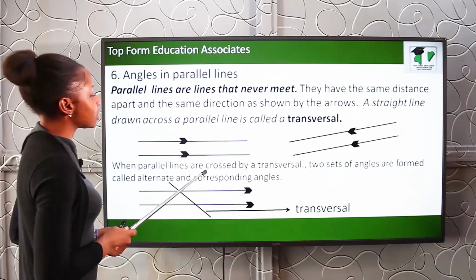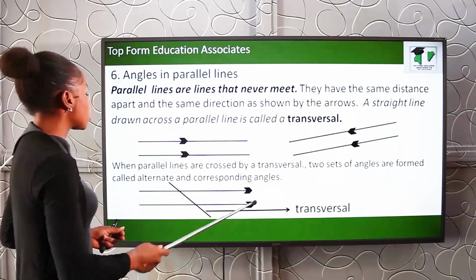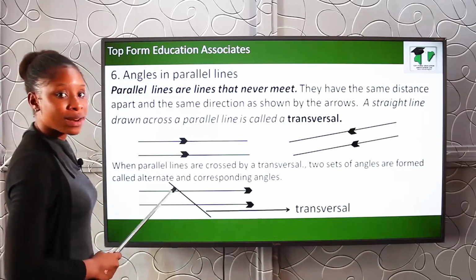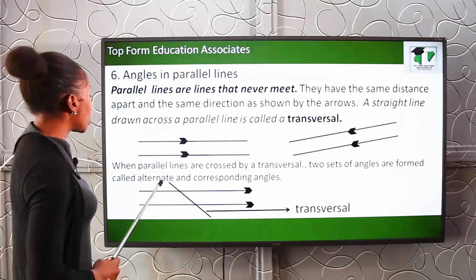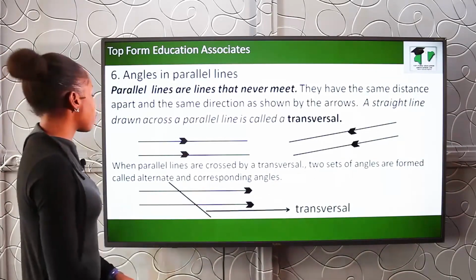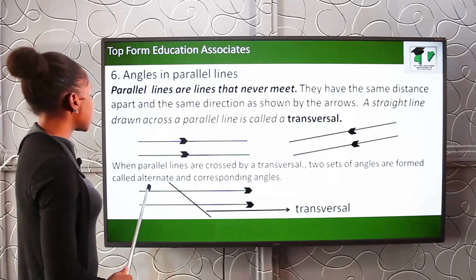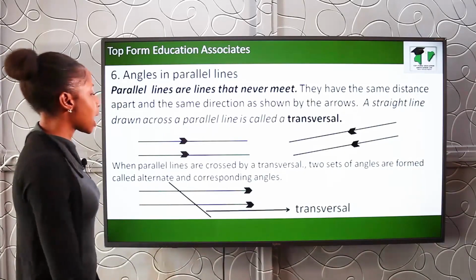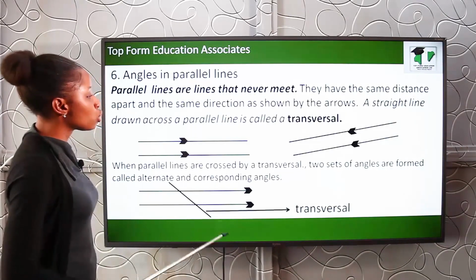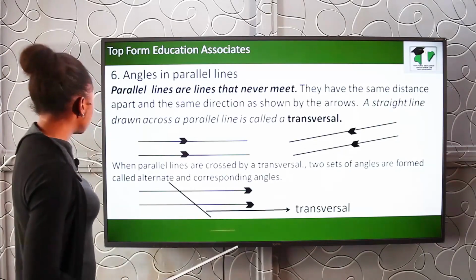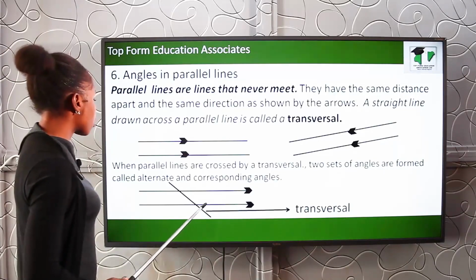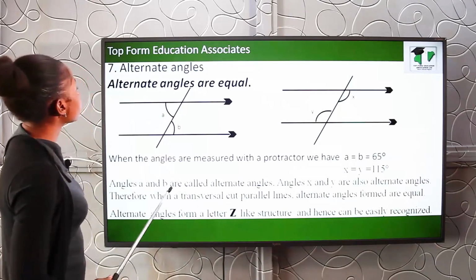Now, when two lines are crossed by a transversal, this is a transversal. When a straight line is drawn across two parallel lines, we have a transversal. When a transversal is cut across two parallel lines, two sets of angles are formed. We have alternate angles and corresponding angles. Now take note of this. This is a transversal cutting between two parallel lines. Now let's look at the different types of angles formed when a transversal cuts across two parallel lines.